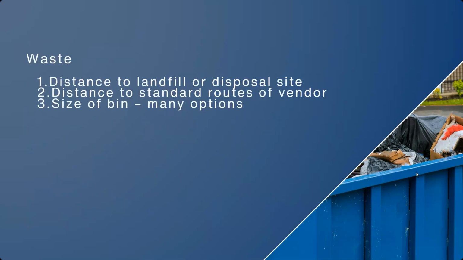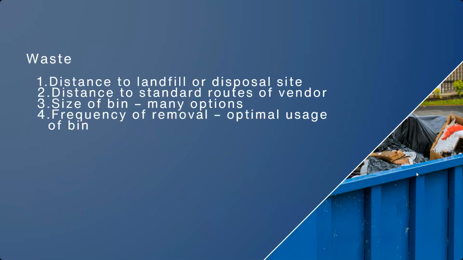And then what's the size of the bin? And there's a lot of options there. You've seen smaller bins behind a restaurant, for example, or maybe a huge 40-yard roll-off bin at a construction site, things like that. But determining the right size of the bin can really change your pricing option that you've got with that vendor. And then the frequency of removal. In other words, is it being removed too much, and therefore you're not using the bin optimally, or is it not being removed enough, and you're paying overage charges?